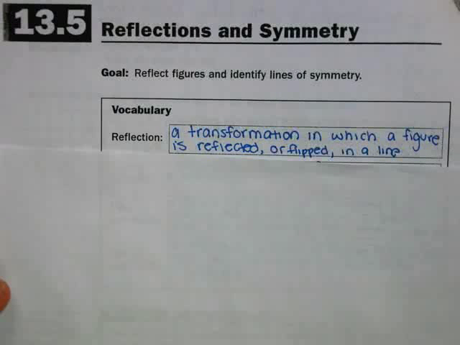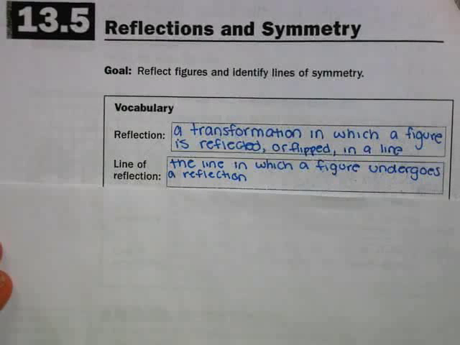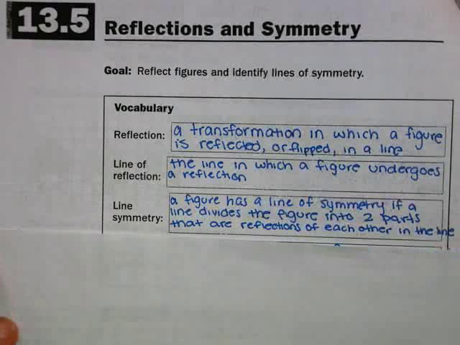A line of reflection is the line in which a figure undergoes a reflection. So the line that we're flipping over, the line in which a figure undergoes a reflection. The line of symmetry, so it says a figure has a line of symmetry if a line divides the figure into two parts that are reflections of each other in the line. So that guy that actually does the cutting into the two parts is called the line, that it has line symmetry. Sorry, this one is line symmetry.